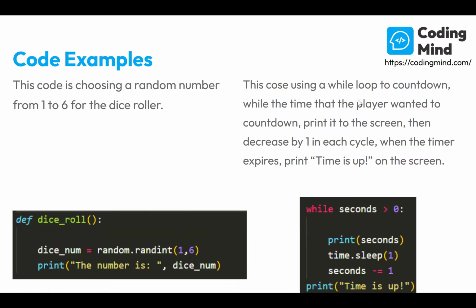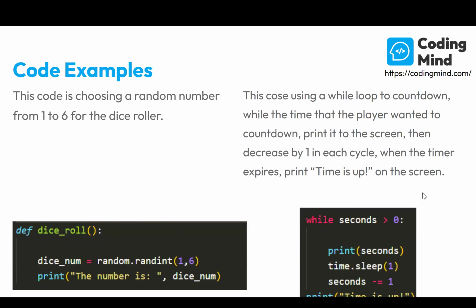This code is using a while loop to count down while the time that the player wanted to count down. Print it into the screen, then increase it by 1 in each cycle. When the timer expires, print time is up on the screen.